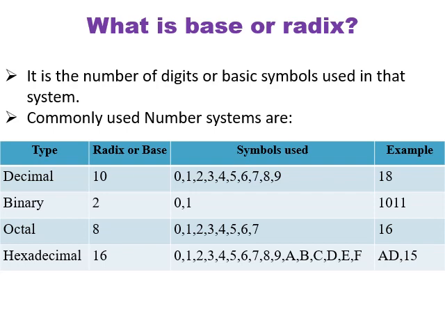And last, hexadecimal number system. Base or radix will be 16. Symbols used are 0, 1, 2, 3, 4, 5, 6, 7, 8, 9, A, B, C, D, E and F. Example is AD or 15.